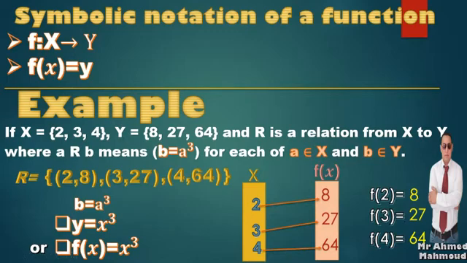And don't forget that the number inside the bracket is x, and the number outside is y. This is a very important remark. Again, the number inside the bracket is x and the number outside is y. Okay, let's solve the next example. Don't forget, before we leave this page: f from x to y means function from x to y, and f of x equals y. This is the new notation of the function.